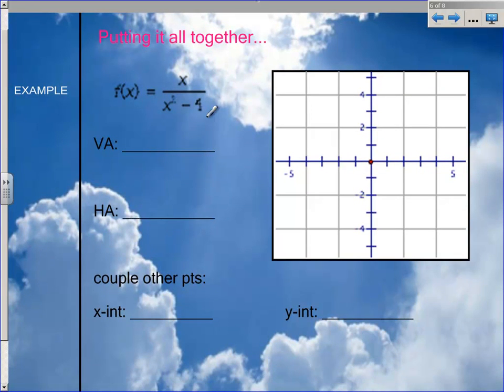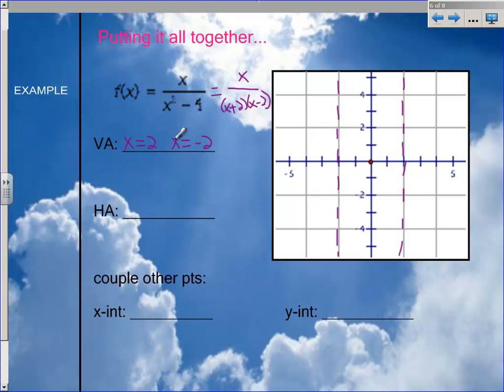I've got x over x squared minus 4. I'm going to go ahead and factor that denominator into a difference of squares. It's x plus 2 times x minus 2. Vertical asymptotes. We need to set the bottom equal to 0. That happens at x equals 2 and x equals negative 2. Neither one of these values also make the top equal to 0, so what we're going to do is draw these little dotted lines up and down at those points. This is the first thing I usually do. We're going to graph a vertical asymptote.